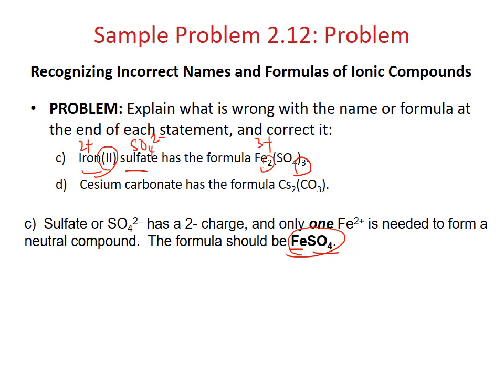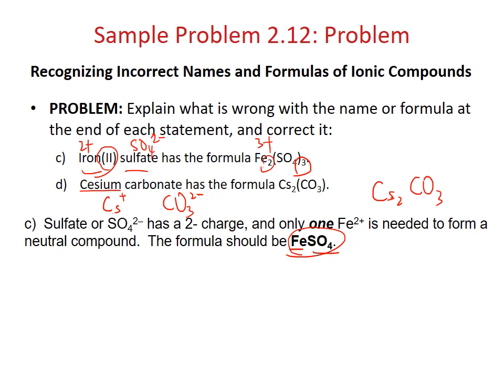Next one, cesium carbonate. Cesium is a group 1 metal. The charge is 1 plus. Carbonate is a polyatomic ion, which has a 2 negative. So in order to balance the charge, you need 2 cesium. So the correct formula should be cesium 2 and carbonate.